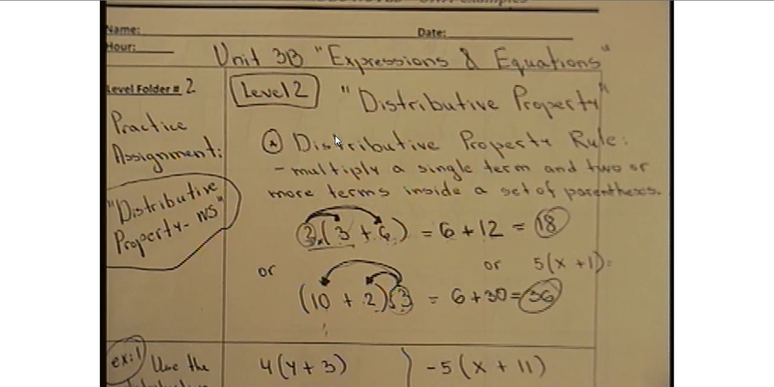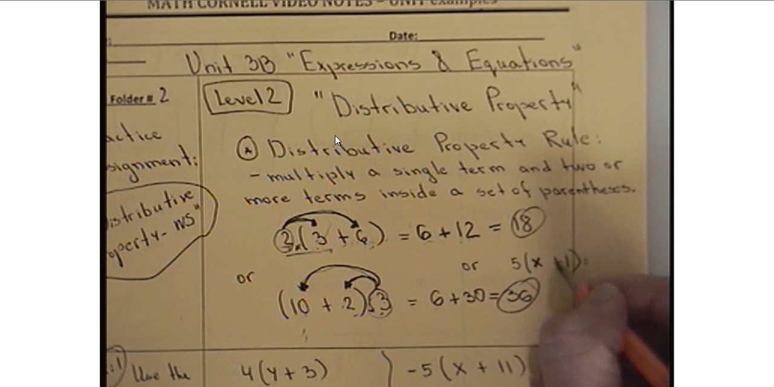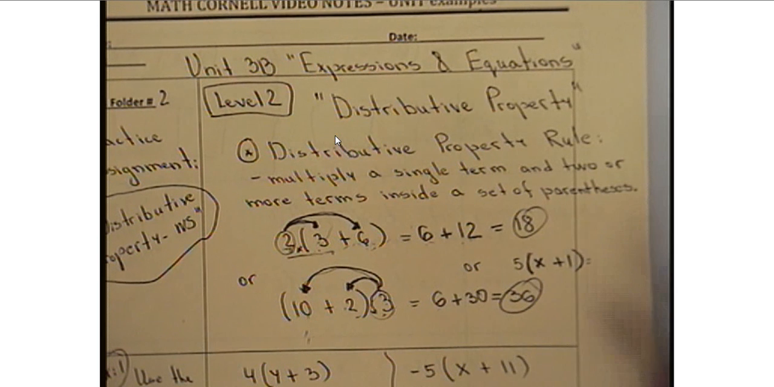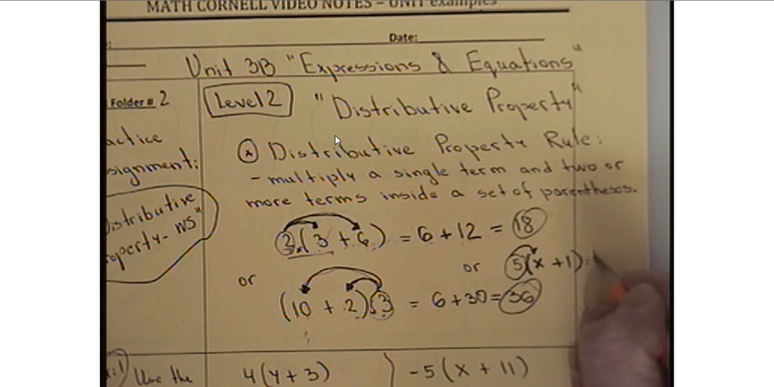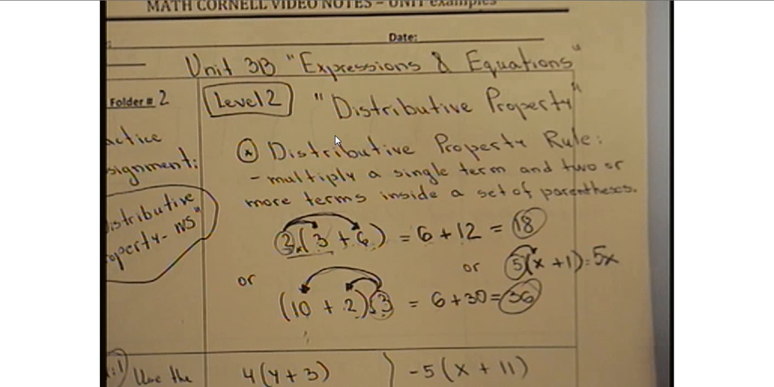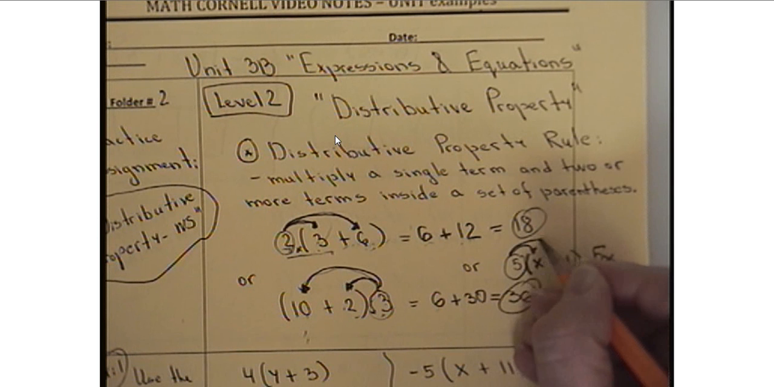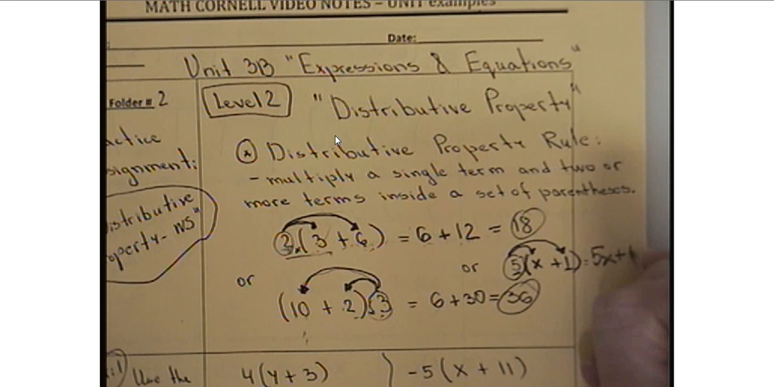Now what happens if we have 5 times the variable x plus 1 inside the parentheses? Well, it's exactly the same thing. So again, the outside term 5 times x first, and we get 5x. 5 times a variable is just 5 with the variable. And then you multiply 5 times 1 by the second term. So 5 times 1 will give us plus 5.